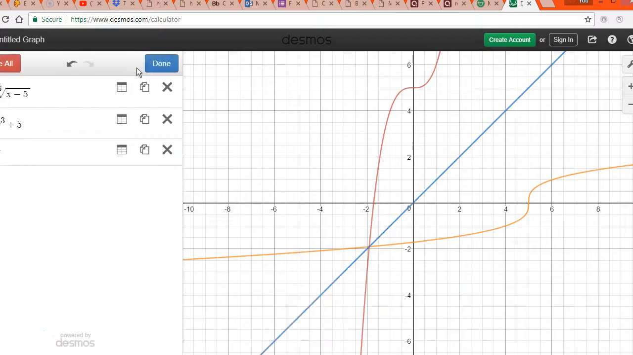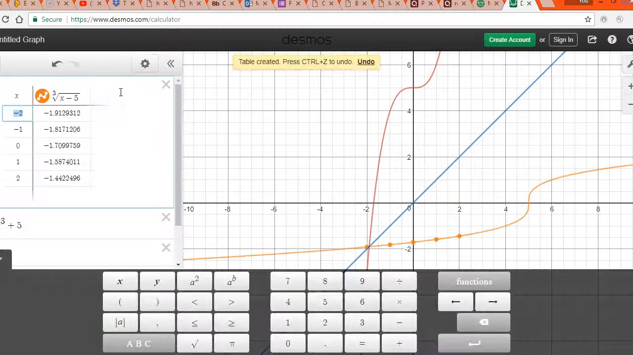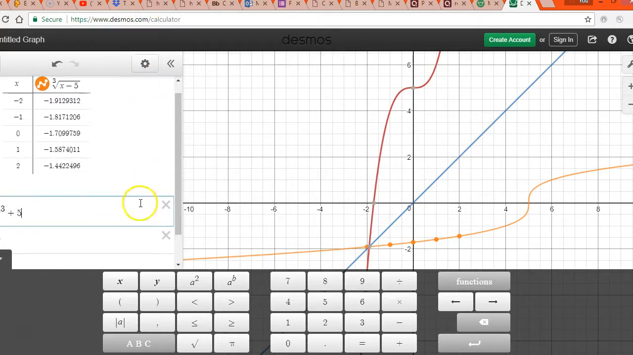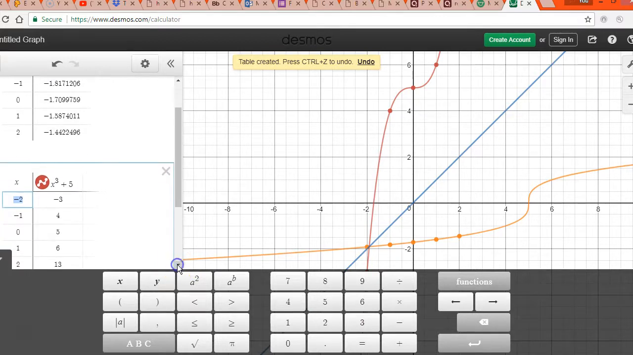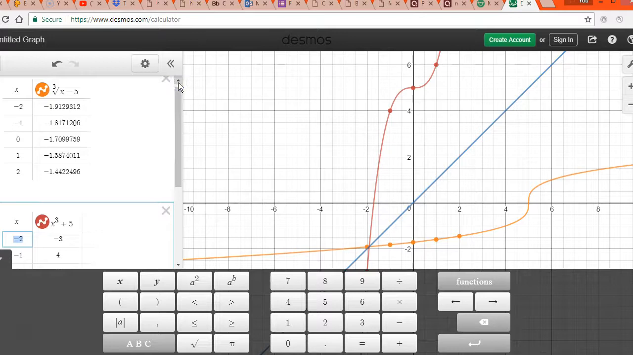numerically. So what I want is to look at the table for the first one, so I can kind of see these points here, and then I want to look at the table for this one too. How did I do that? There we go. Cube root of x minus 5. Did I type everything in correctly? Yes. X cubed plus 5. So negative 2, negative 3.